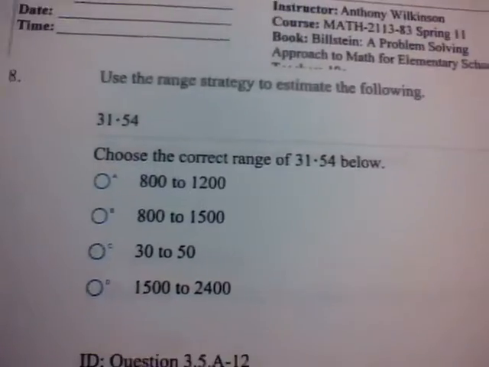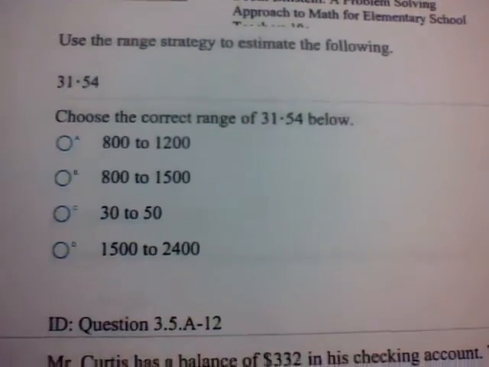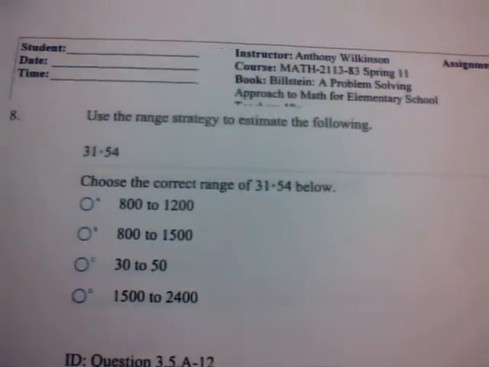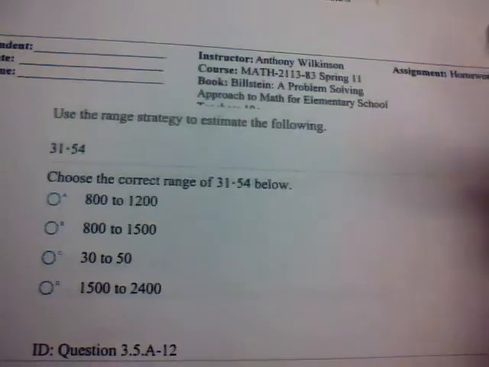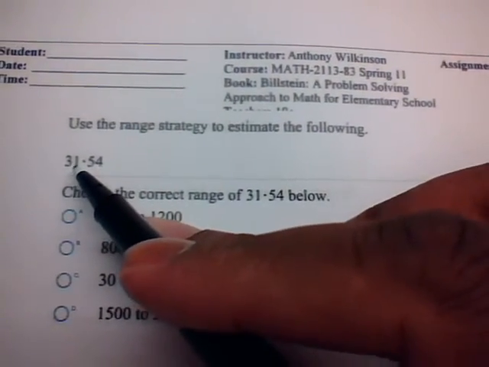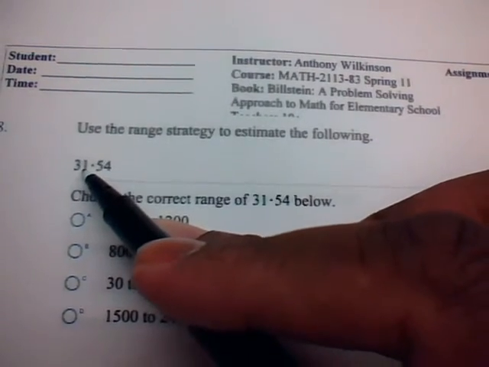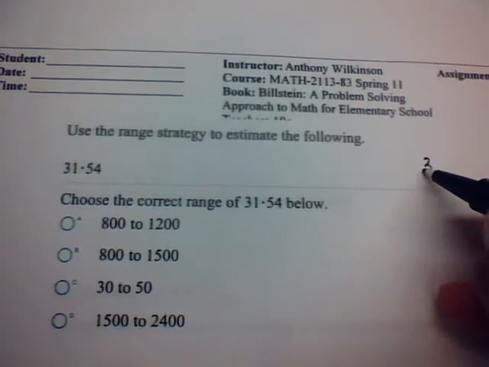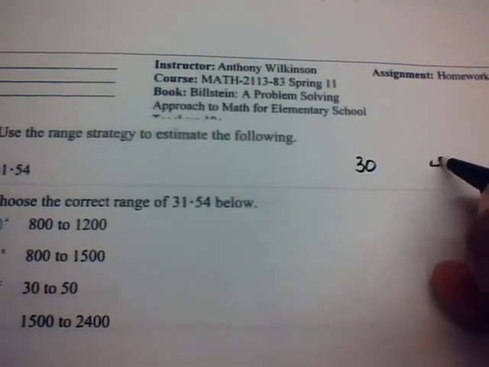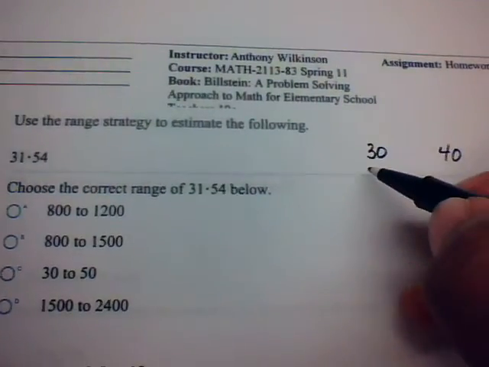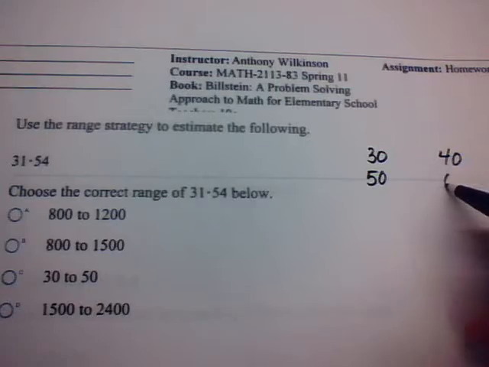All right, next problem, problem number 8, where it says to use the range strategy to estimate the following. In this case, 31 times 54. Okay, we have to have a low estimate and a high estimate. For 31, we want to find the multiples of 10 that 31 is in between. 31 is between 30 and 40. And 54 is between 50 and 60.